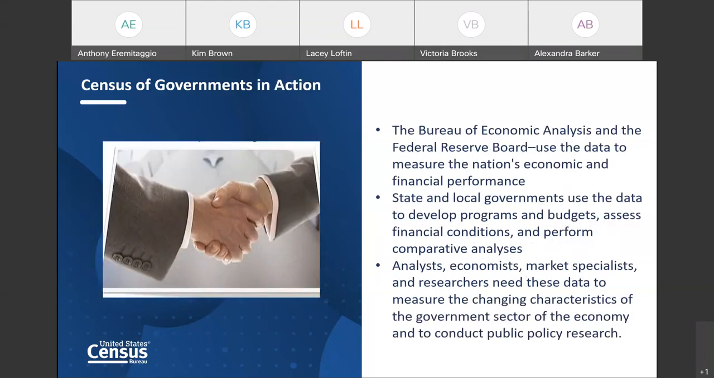So, the Census of Governments in action: the Bureau of Economic Analysis and the Federal Reserve Board use the data to measure the nation's economic and financial performance. State and local governments use the data to develop programs, budgets, assess financial conditions, and perform comparative analysis. Analysts, economists, market specialists, and researchers need these data to measure the changing characteristics of the government sector of the economy and to conduct public policy research.